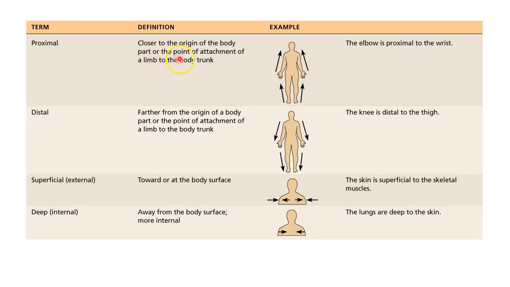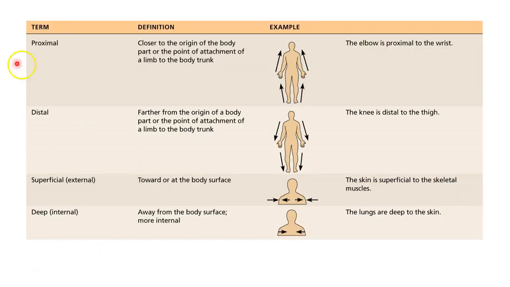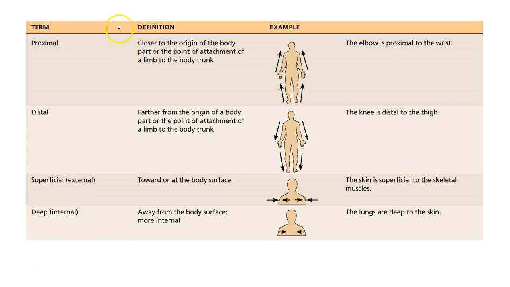So proximal is closer to the origin of the body part or the point of attachment of a limb to the body trunk. So this one is different from superior, so don't get these confused, because proximal basically is talking about an attachment, right? So like, say you have, again, I'm going to draw some ugly pictures here. Say you have your humerus, right?